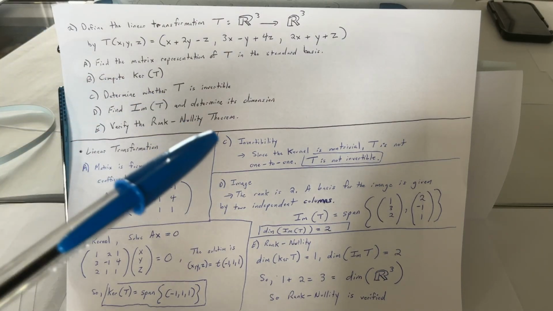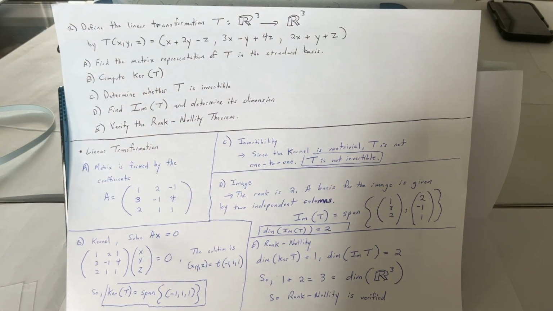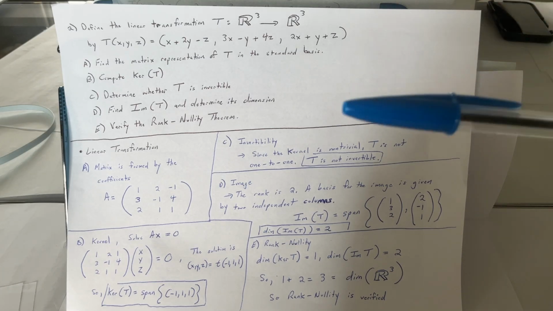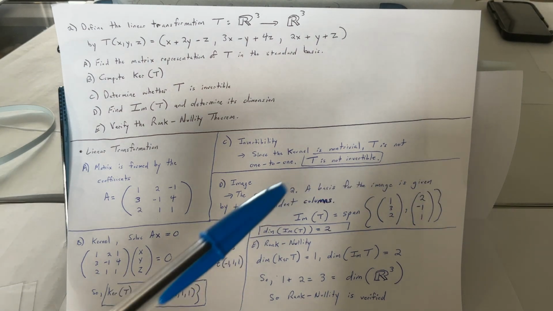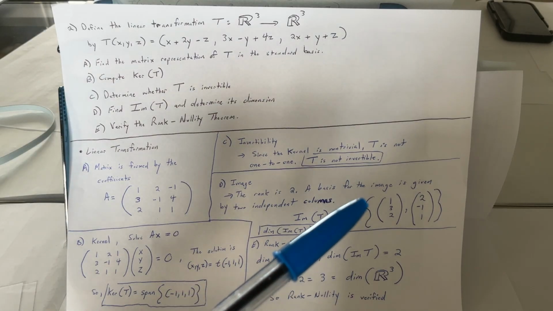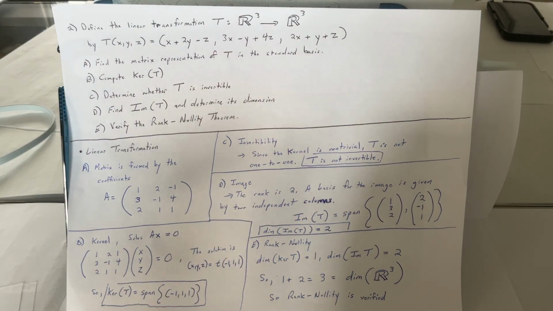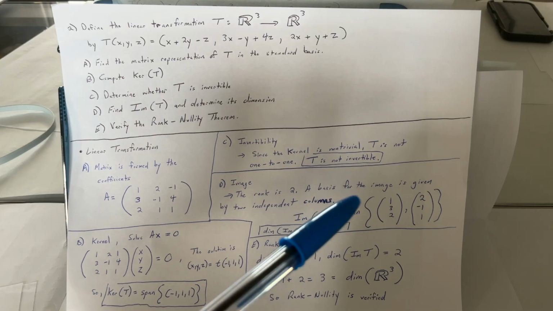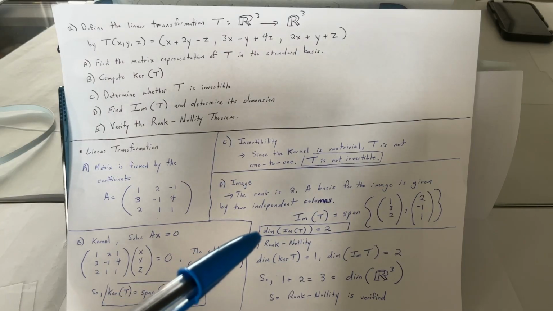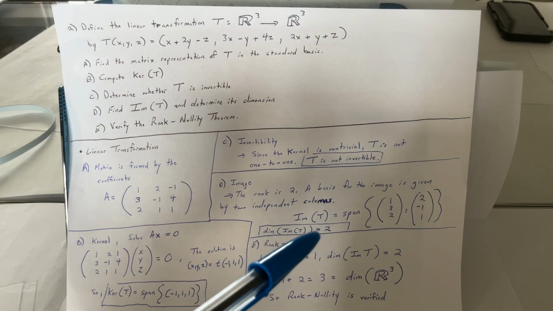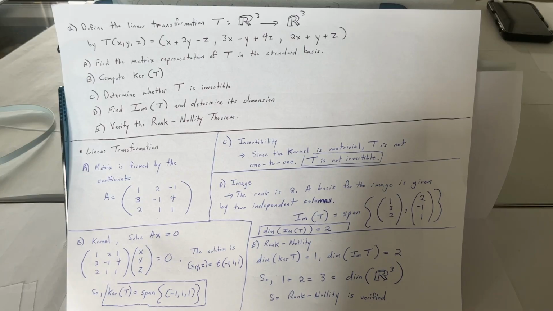Part C, determine whether T is invertible. Since the kernel is non-trivial, T is not one-to-one, therefore T is not invertible. Part D, find the image of T and determine its dimension. The rank is 2, and a basis for the image is given by two independent columns: (1, 3, 2) and (2, negative 1, 1). The dimension of the image of T is 2.